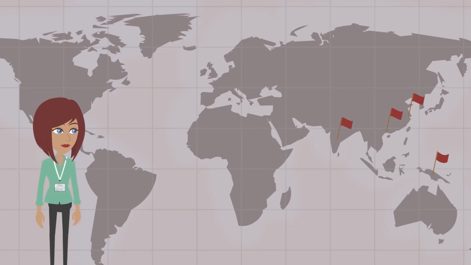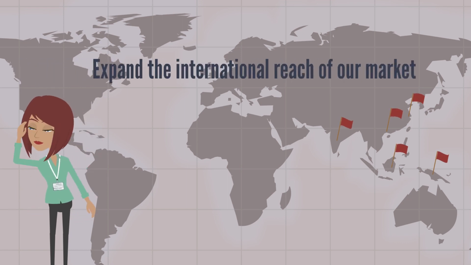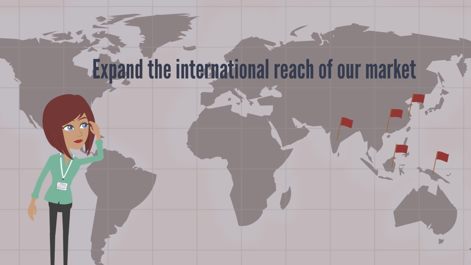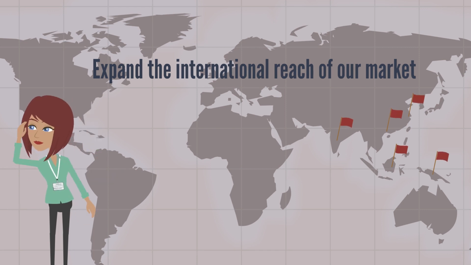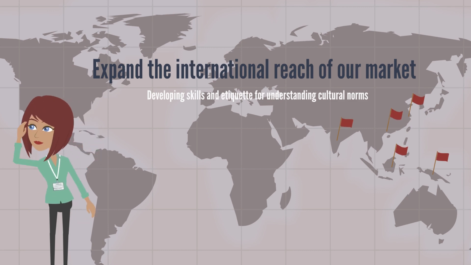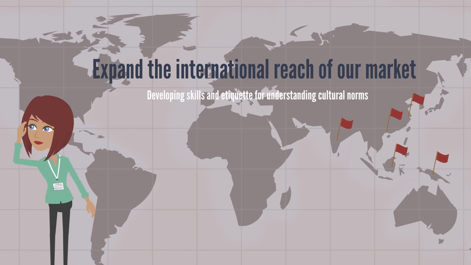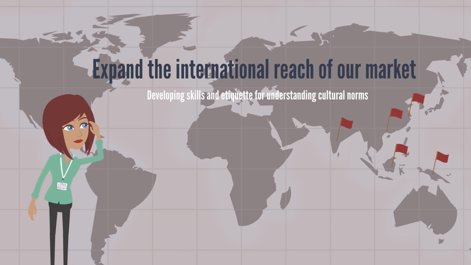For example, if one of the goals is to expand the international reach of their market, one of the things they might focus on in training is developing understanding and skills and etiquette geared towards understanding cultural norms in the countries that they want to expand to.